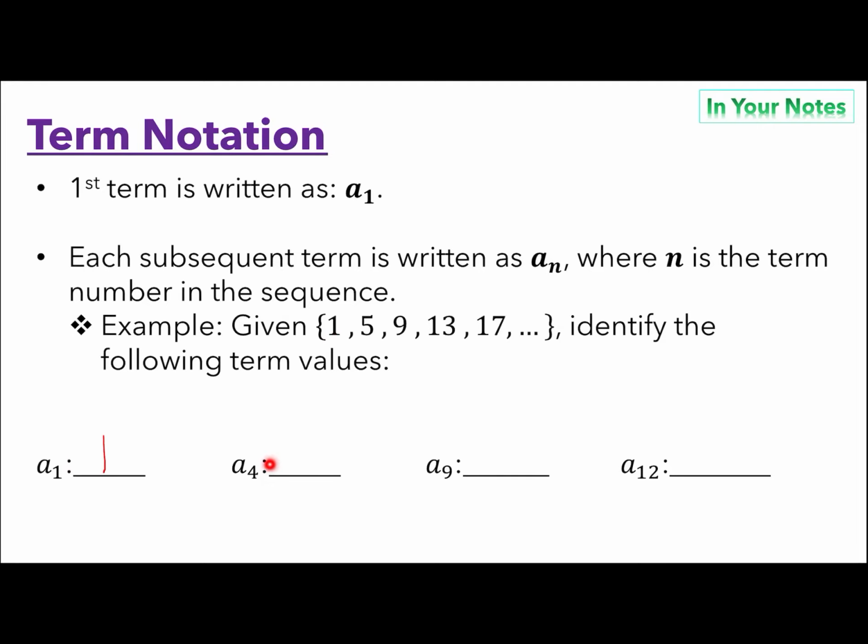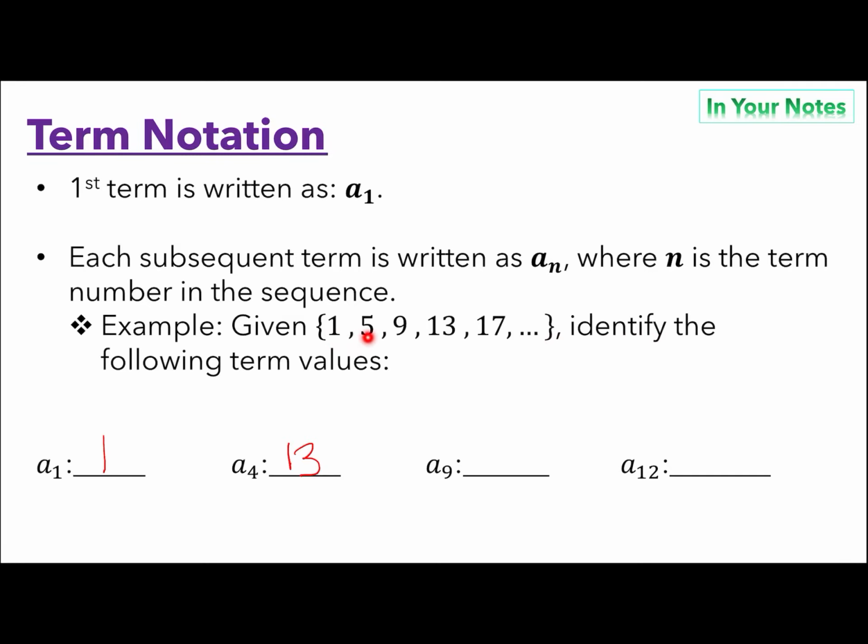All right, the next one is asking for a sub 4. This is asking for the 4th term. So term 1, 2, 3, 4. Our 4th term is going to be 13. A sub 9. So this is asking for the 9th term. So 1, 2, 3, 4, 5. Looks like we're going to have to keep it going.